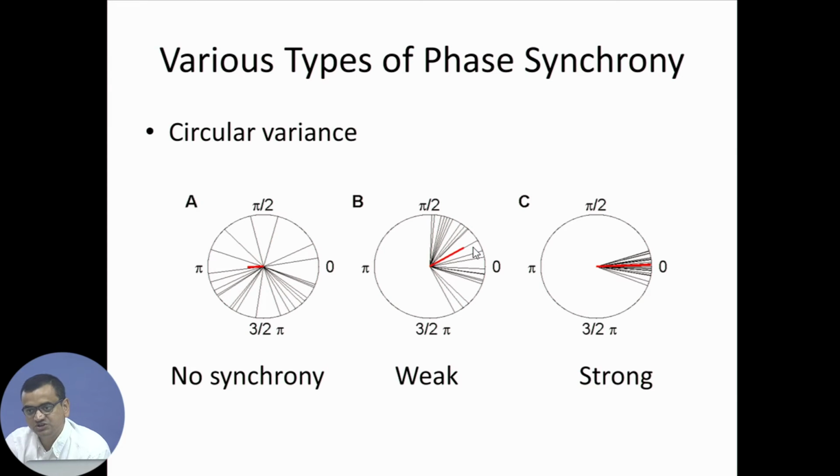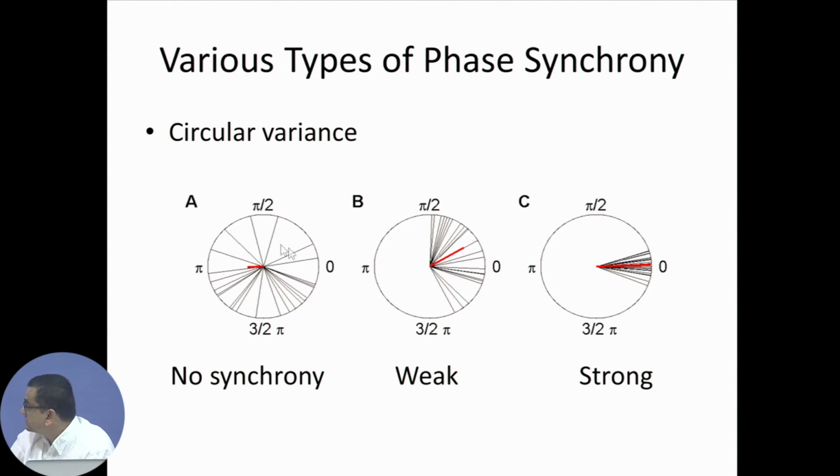So then it suggests that, statistically, the two time series, two EEG or MEG channels, show a preferred phase relationship. And then you can calculate how much clustering it shows, and you can do that by a simple circular variance.